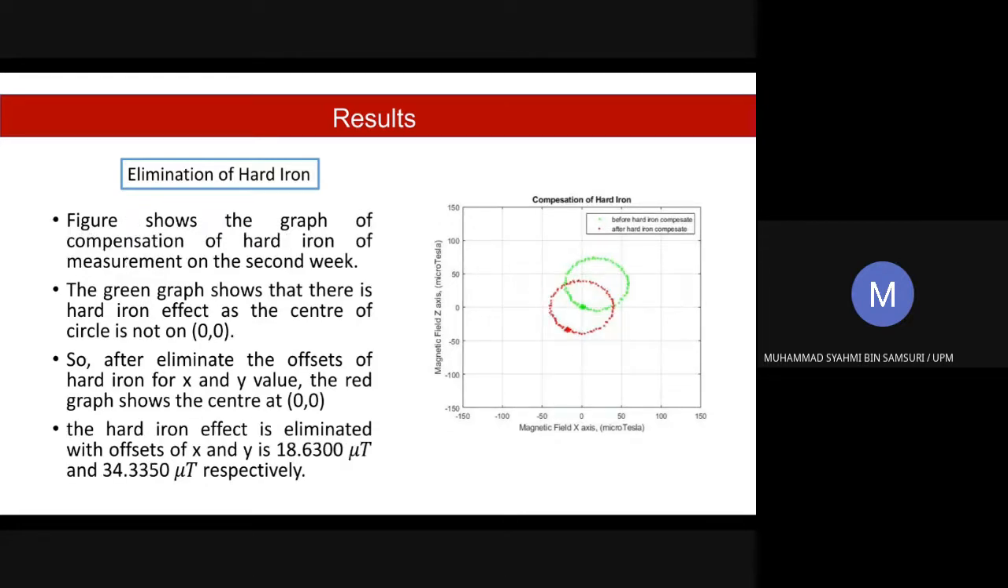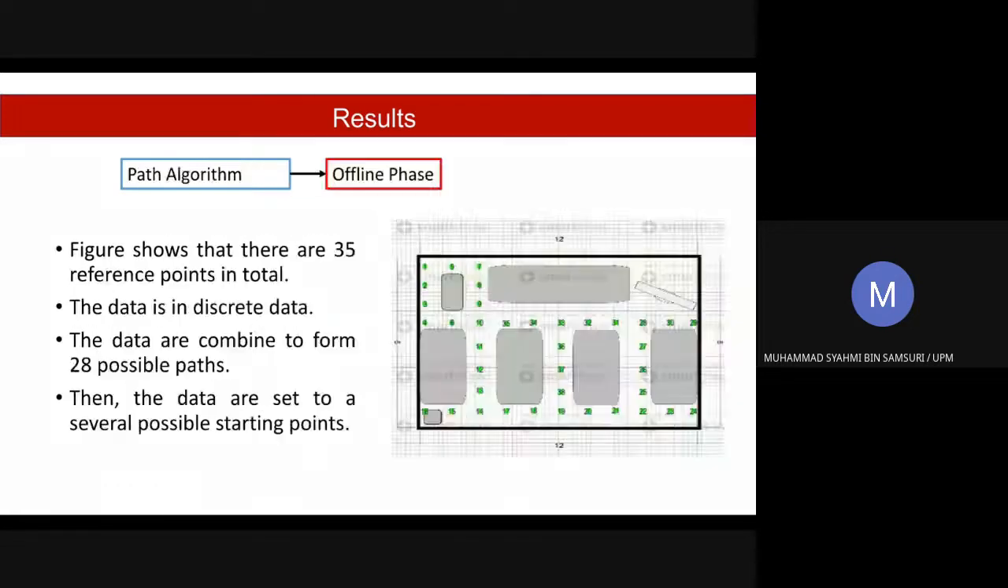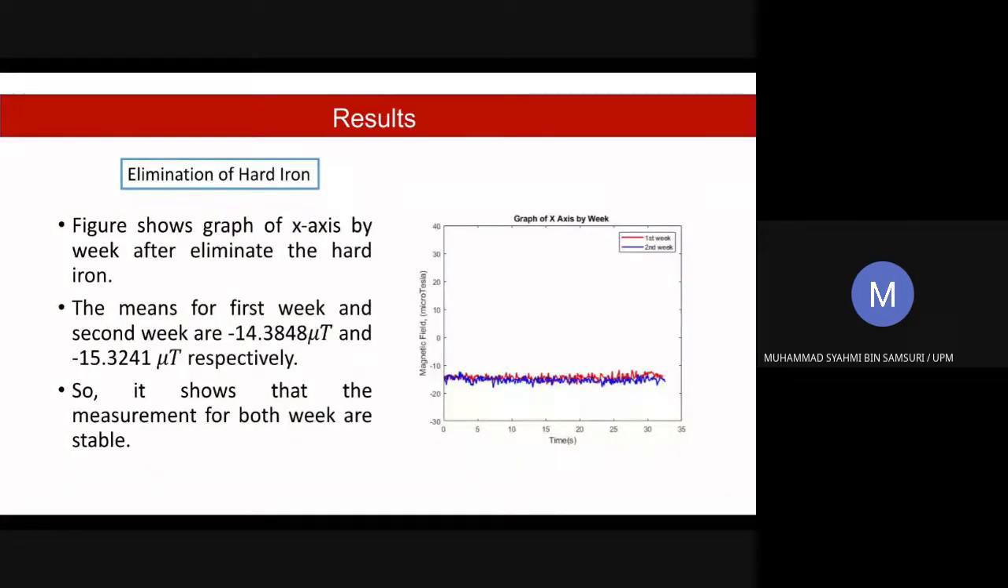Next, the figure shows the graph of the compensation of hard iron of the measurement in the second week. The hard iron effect is eliminated with offsets of x and y of 18.6300 microtesla and 34.3350 microtesla respectively. After eliminating the hard iron, we get a constant graph for both weeks.